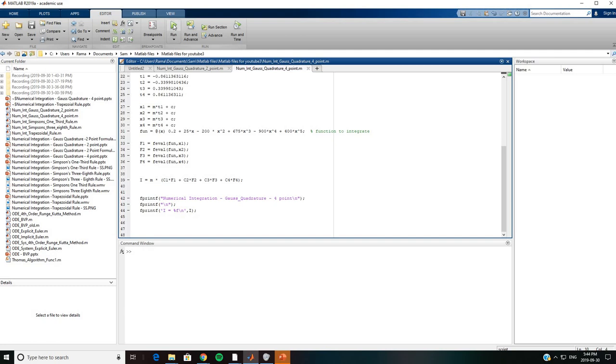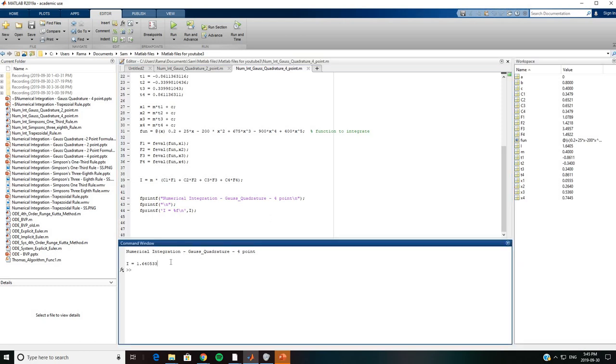When we run this, we get a value I equals 1.640533, which is about the same as the value we got when we solved the problem analytically. So just by using 4 points, we can get very accurate solutions.